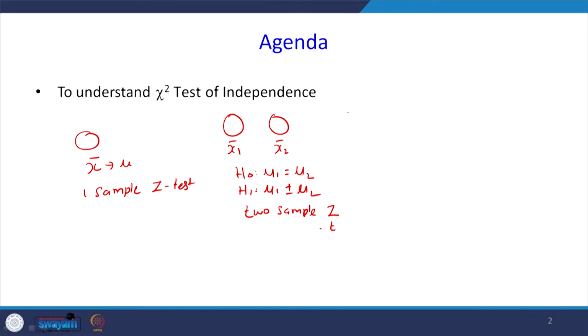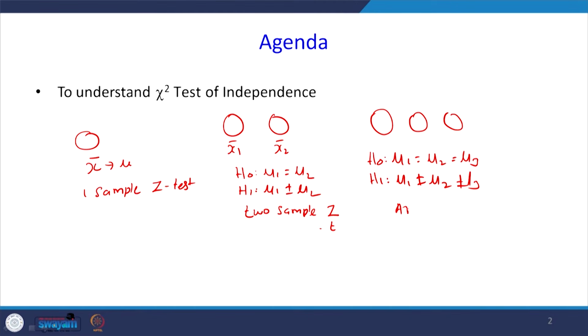Suppose there are 3 populations, population 1, population 2 and population 3. Here suppose we want to compare the means of these populations, our null hypothesis will be mu 1 equal to mu 2 equal to mu 3. Alternate hypothesis is mu 1 not equal to mu 2 not equal to mu 3. Whenever we want to compare more than 2 populations, we go for ANOVA, right.